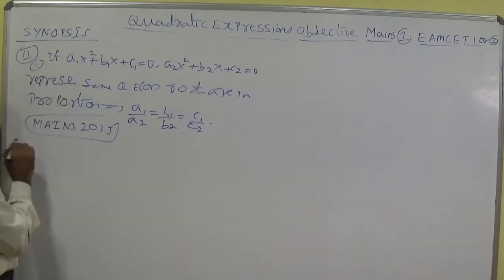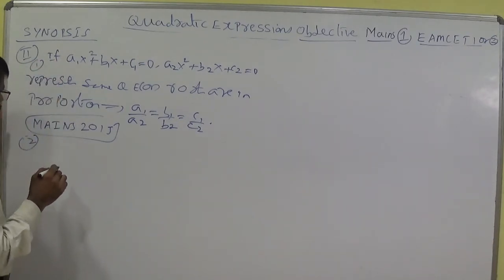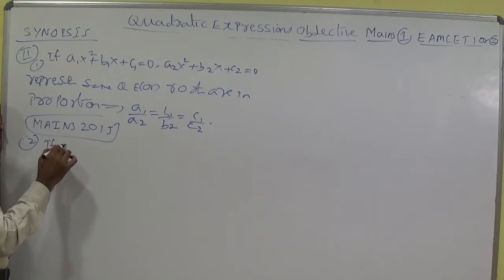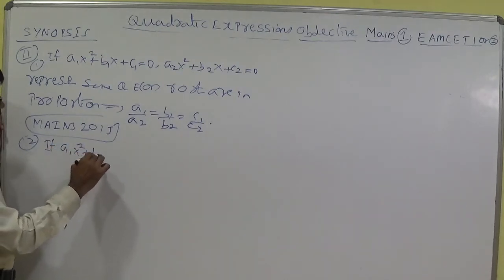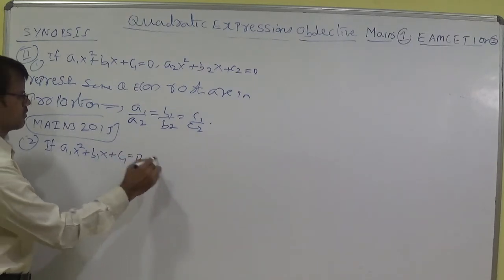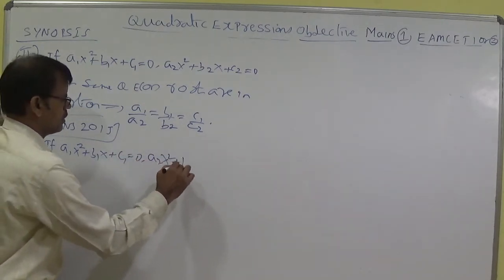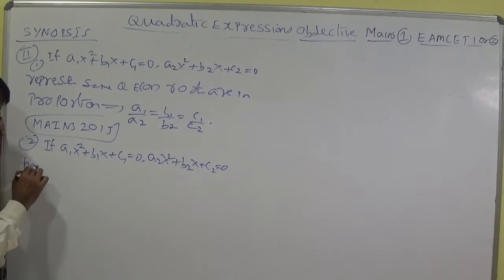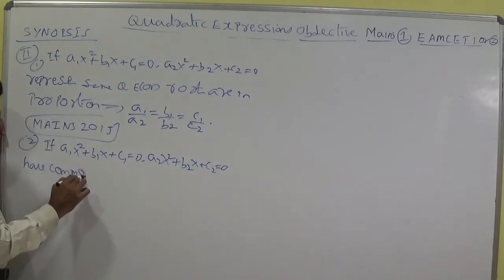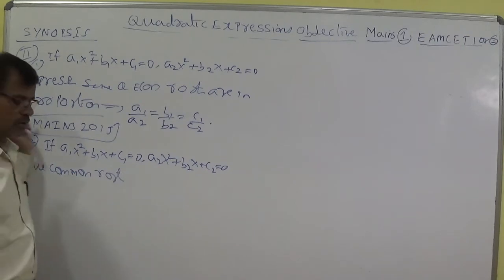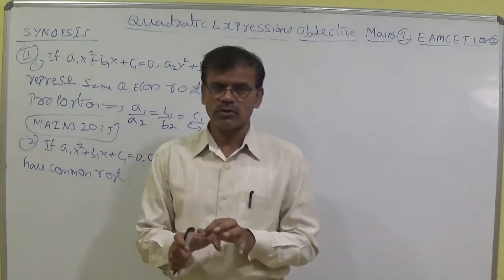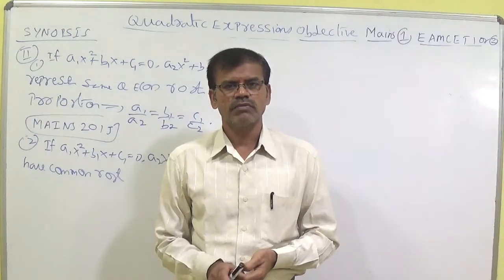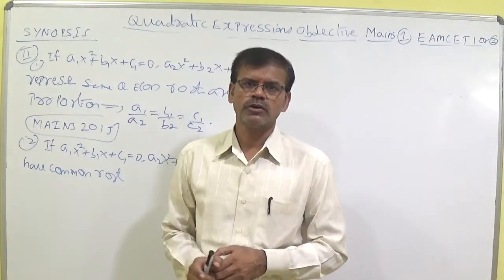Next, let us discuss the common root concept. If the two quadratic equations a1x square plus b1x plus c1 equal to 0, comma, a2x square plus b2x plus c2 equal to 0 have a common root. I think you know the common root concept and the common root theorem. The condition of the common root concept is (c1a2 minus c2a1) whole square equal to (a1b2 minus a2b1) into (b1c2 minus b2c1).